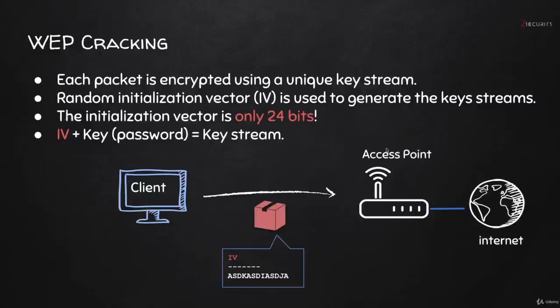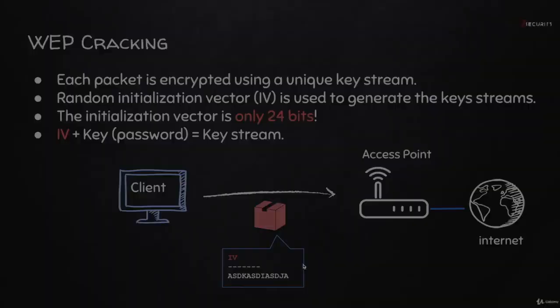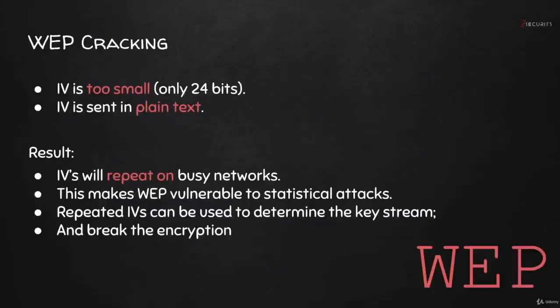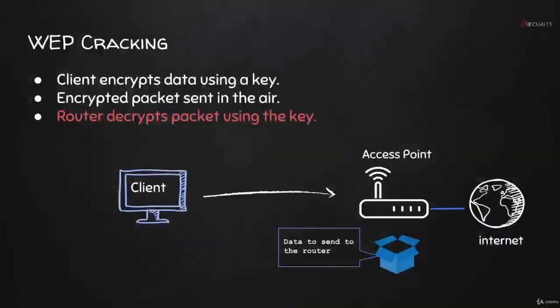So, when the router receives the packet, it has the IV, it has the password or the key, so it can generate a key stream and then use that key stream to transform this gibberish into its original form and read the packet. If you think about what I said, you can probably guess what the weakness is. Basically, the IV is sent in plain text.